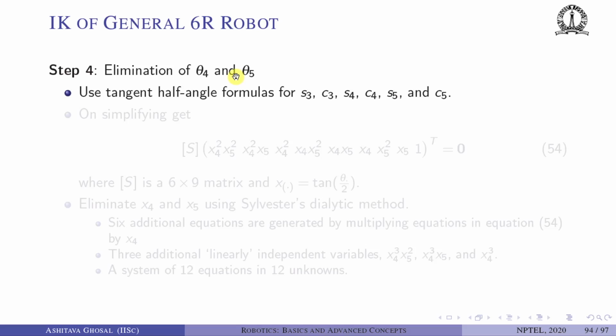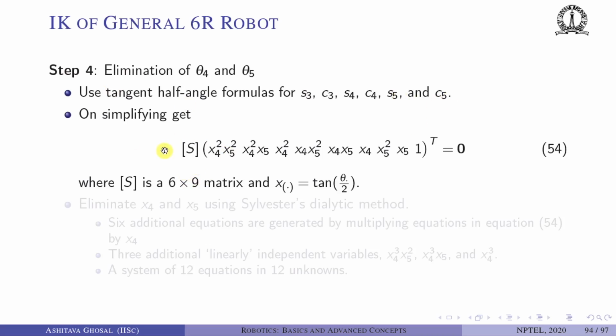We eliminate theta 4 and theta 5. We first use tangent half angle formulas for sine theta 3, cos theta 3, sine theta 4, cos theta 4, sine theta 5, cos theta 5. On simplification, we can write some matrix S into x4 square. What is this x4? That is tan theta 4 divided by 2. What is x5? It is tan theta 5 divided by 2. So we have converted the trigonometric functions sine and cosine of theta 4 and 5 into polynomials. So we are going to eliminate theta 4 and theta 5 in 1 step.